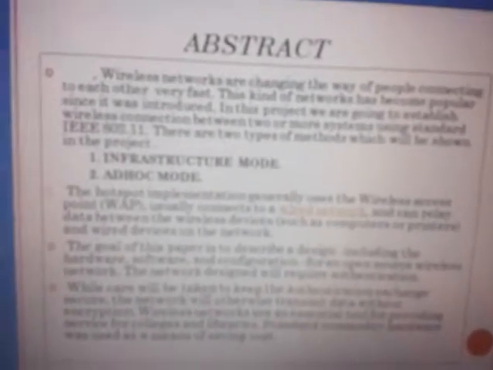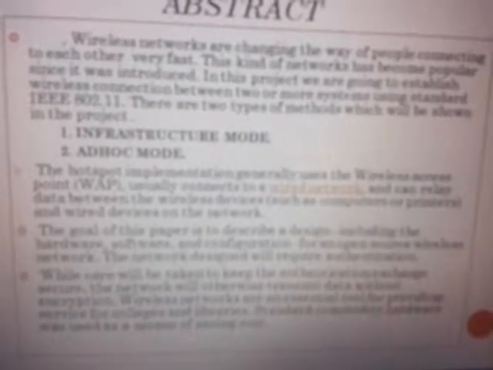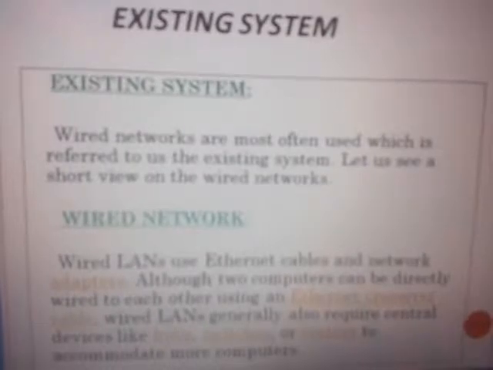Wireless networks are changing the way people connect to each other very fast. This kind of network has become very popular since it was introduced. In this project, we are going to establish a wireless connection between two or more systems using standard IEEE 802.11. There are two types of methods which will be shown in the project: infrastructure method and ad hoc method.